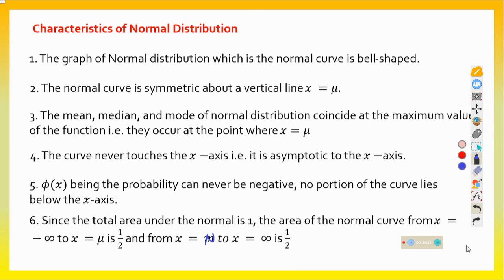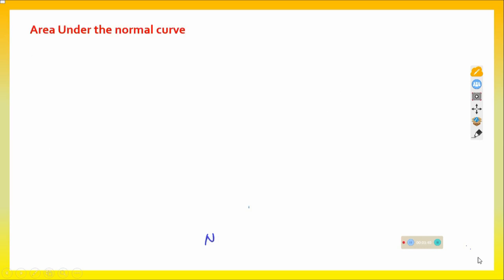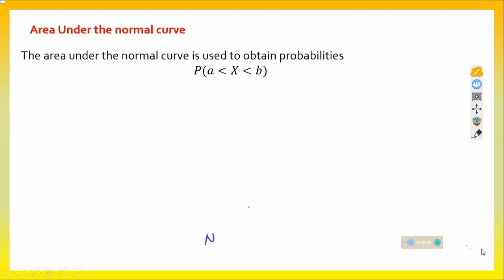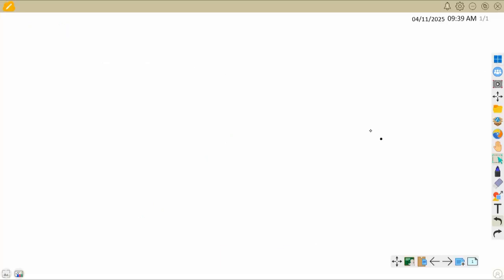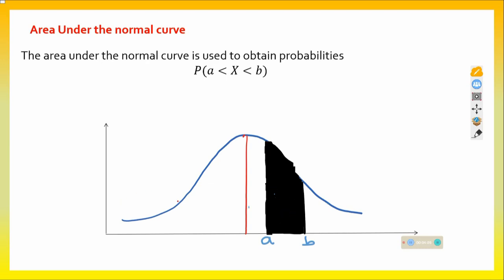So from there we shall talk about the area under the normal curve. The area under the normal curve is used to obtain what we call probabilities. And some of these probabilities are, for example, the probability of A less than X less than B, and this one here is what we are looking at. So when you have your curve like this one here, we can use it to obtain the probabilities.